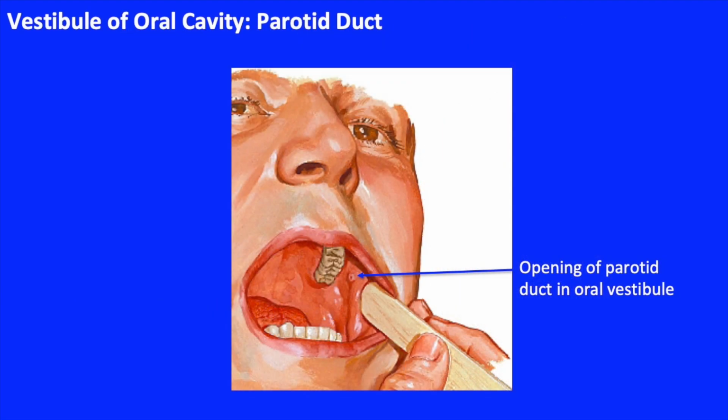Another important structure of the vestibule is the opening of the parotid duct, which opens near the second upper molar after piercing the buccinator muscle. At one time, to image parotid tumors, the duct was cannulated and radiopaque dye sent retrograde into the parotid gland in a procedure known as a sialogram. CT imaging is now used, and this painful procedure is avoided.